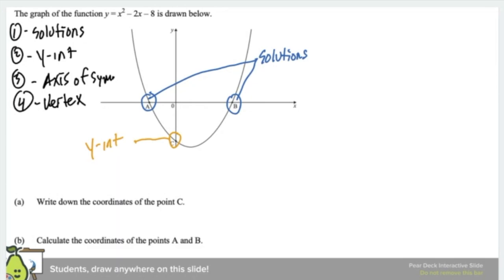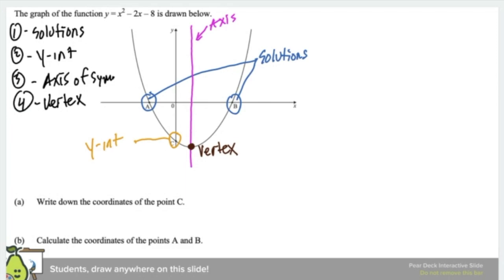Axis of symmetry. Remember, that cuts it in half. It's right here. And the last thing is the vertex. Again, like I said, I don't know these numbers yet. It's not important.